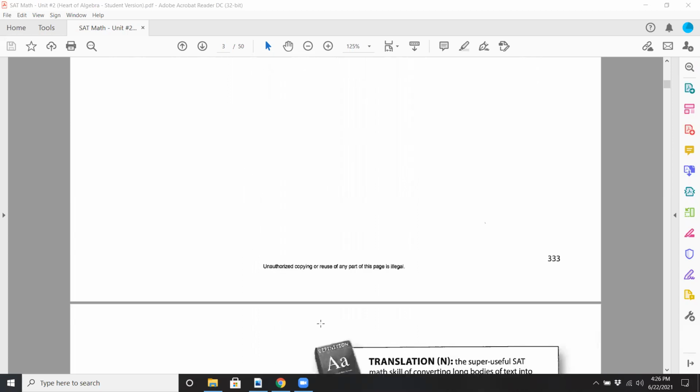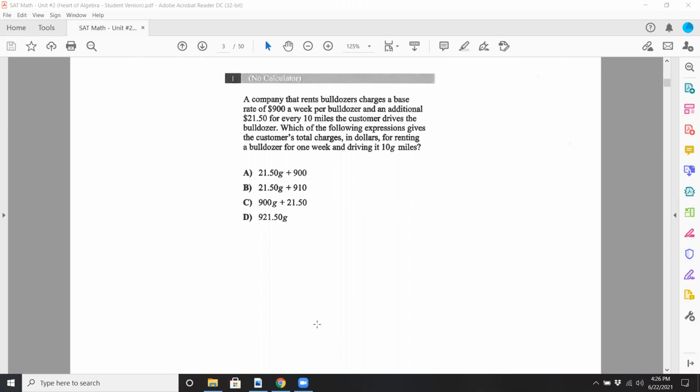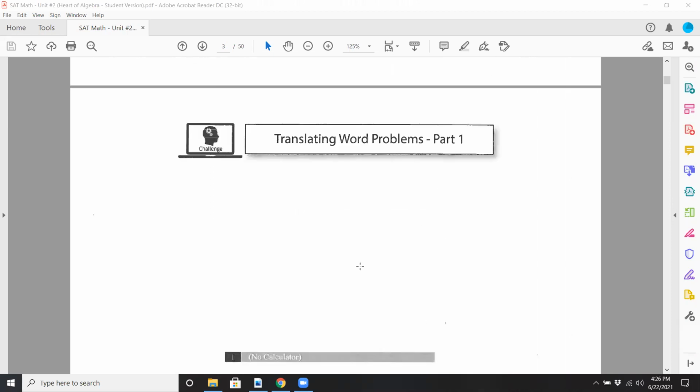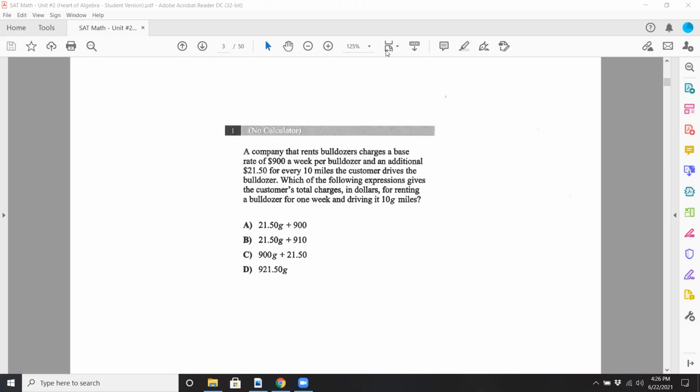Translating word problems. So we're on page 333. The page numbers you find in the lower left or lower right corner of each page. So this is called translating. What this means is that you have to take the words and translate them to a mathematical statement. So as we know, mathematical operations and symbols are kind of like a language. And so how do we understand that language? So let's look at this here. And I'll maximize this a bit more.